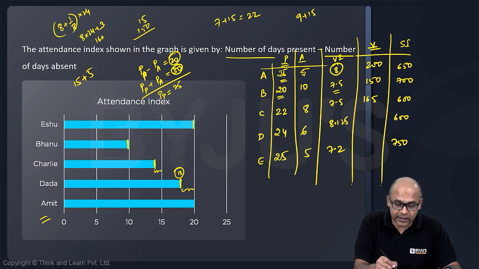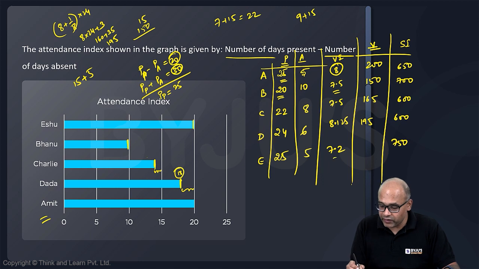So this is 160 plus 38 4s are 32 plus 3, 35. So this is 195. Then 7.2 into 25. 25 into 0.2 is 5.